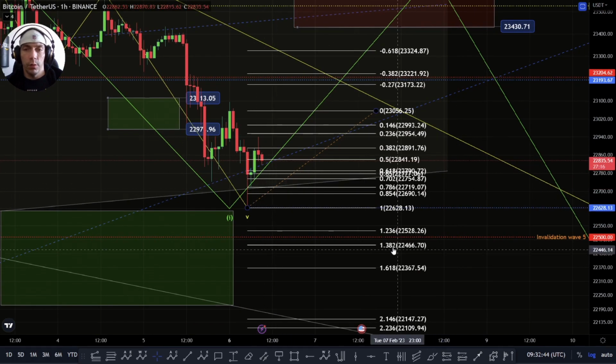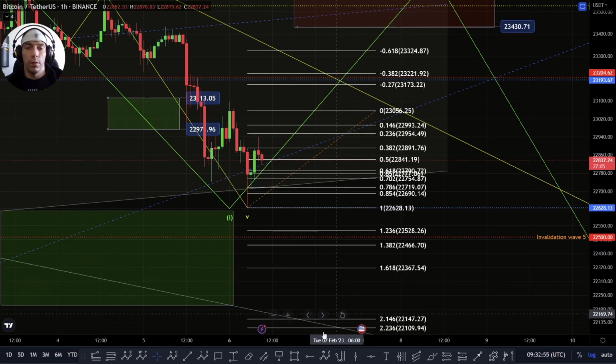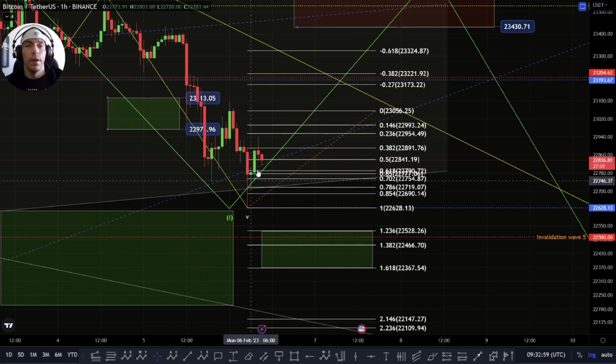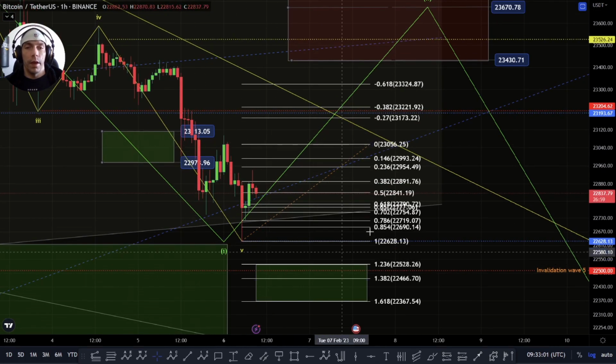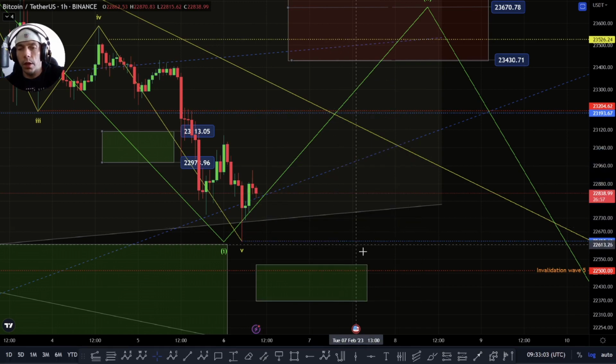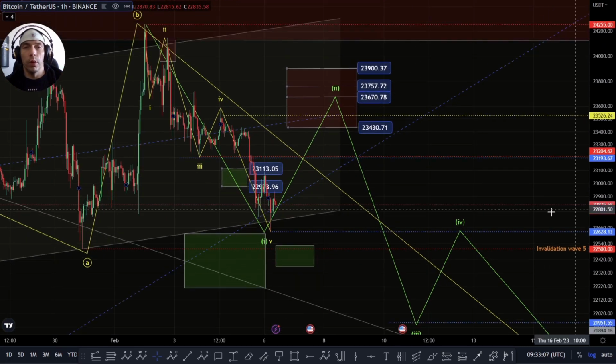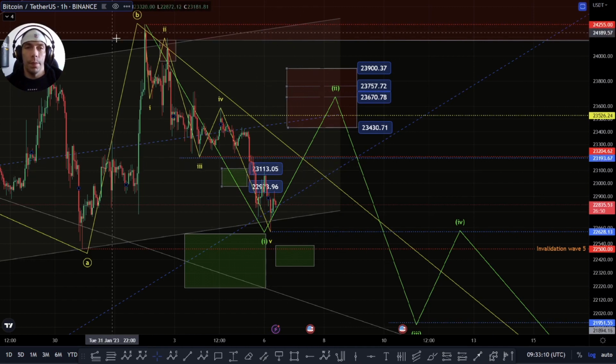But if we do move up one more time, we could actually still look to push down towards this 22,528 to this 22,367. This could be a zone we actually look to drop down into if we are looking at a 5-wave structure that hasn't completed yet. Within this structure, what we'd be looking for though is the fact that we'd want to see this wave 2 play out.